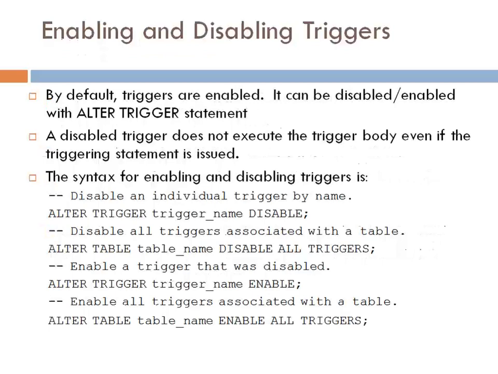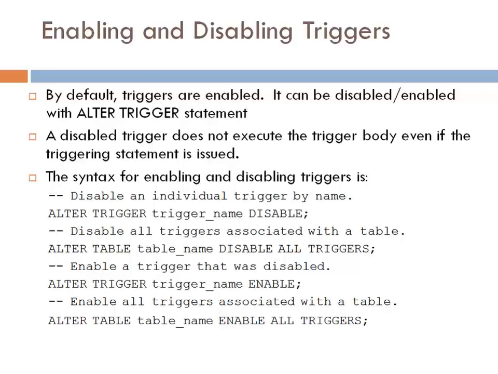Then next is enabling and disabling triggers. The triggers can be enabled or disabled. Sometimes you don't want to delete the trigger, but you still want some activity to be done which is inhibited by the trigger, so you can simply disable the trigger. By default, triggers are enabled. It can be disabled or enabled with the alter trigger statement. If you remember, alter statements are for making changes in the database, so alter trigger can be used for disabling or enabling the triggers.